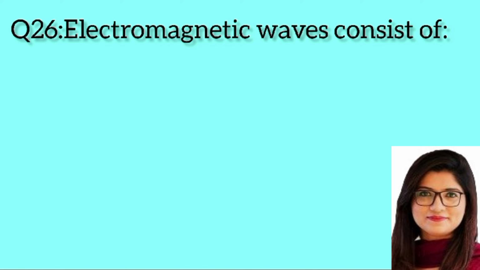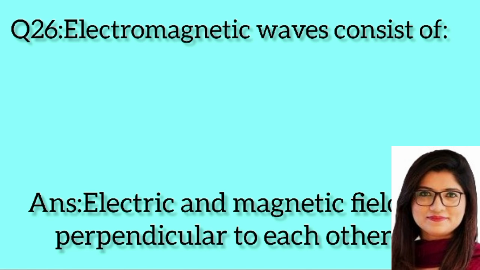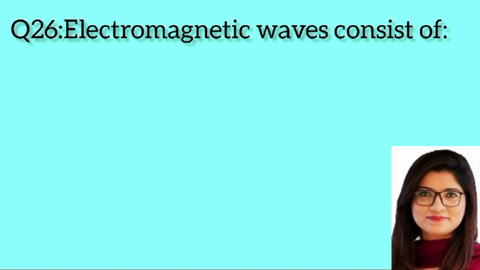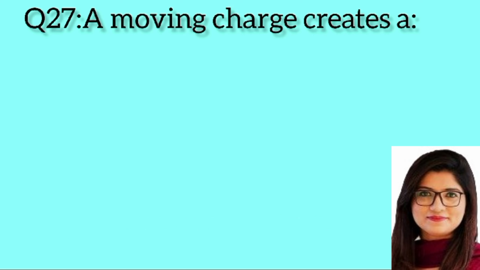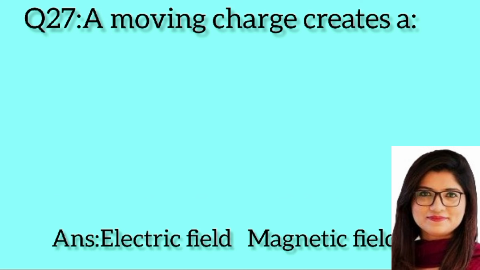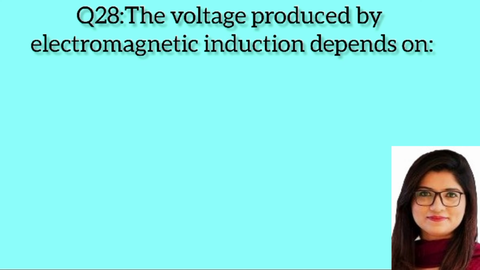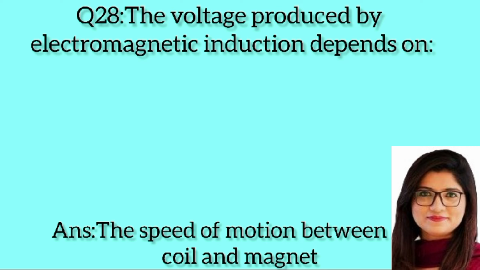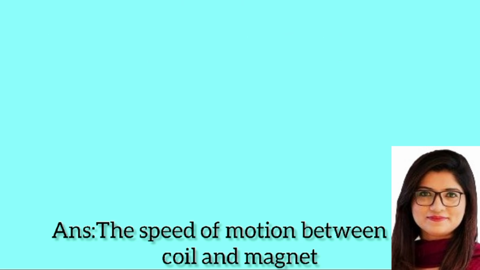Question 26. An electromagnetic wave consists of? Answer: electric and magnetic fields perpendicular to each other. Question 27. A moving charge creates a? Answer: electric field and magnetic field. Question 28. The voltage produced by electromagnetic induction depends on? Answer: the speed of motion between the coil and magnet.